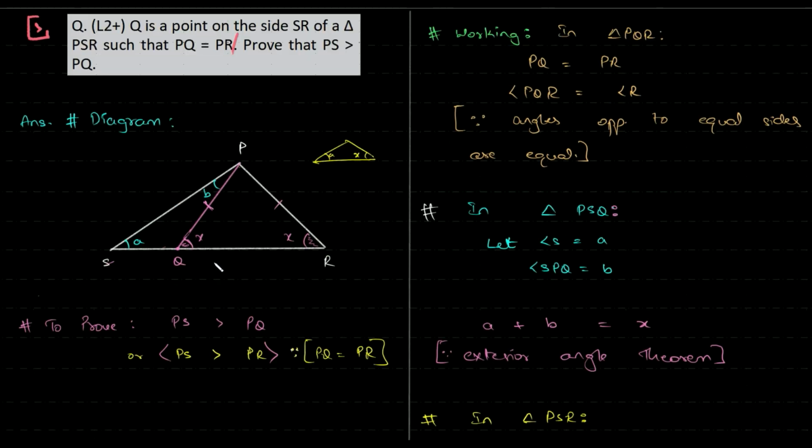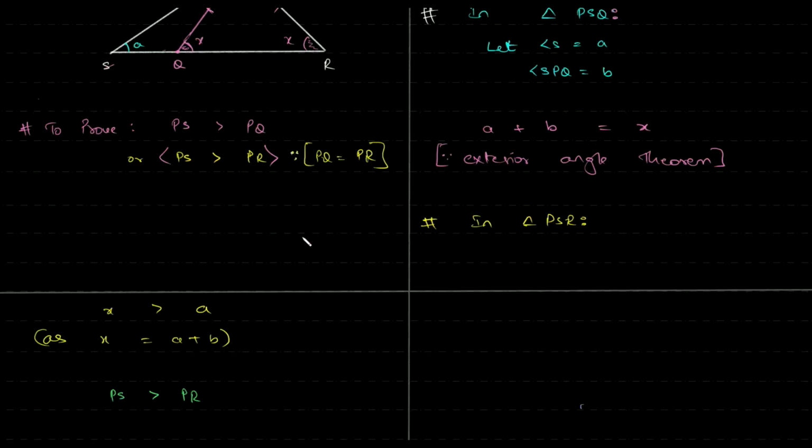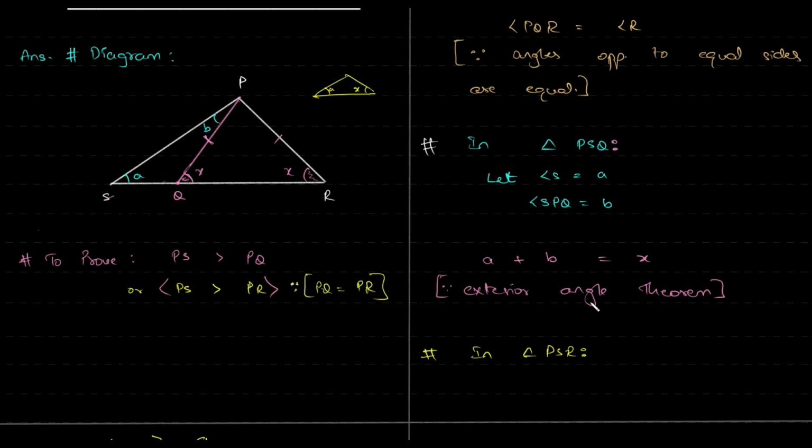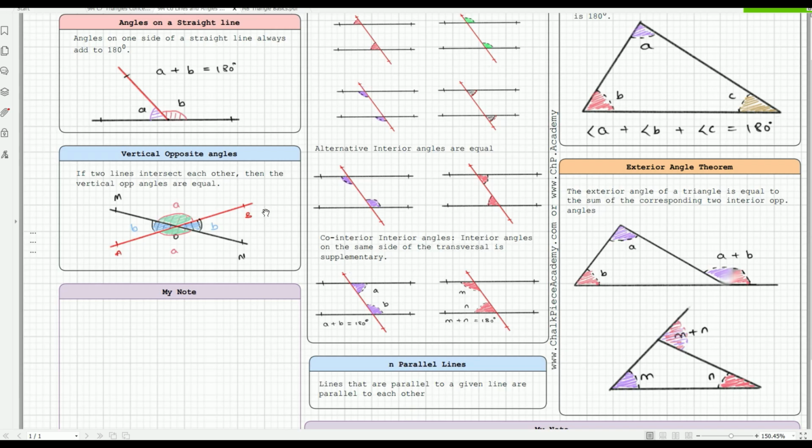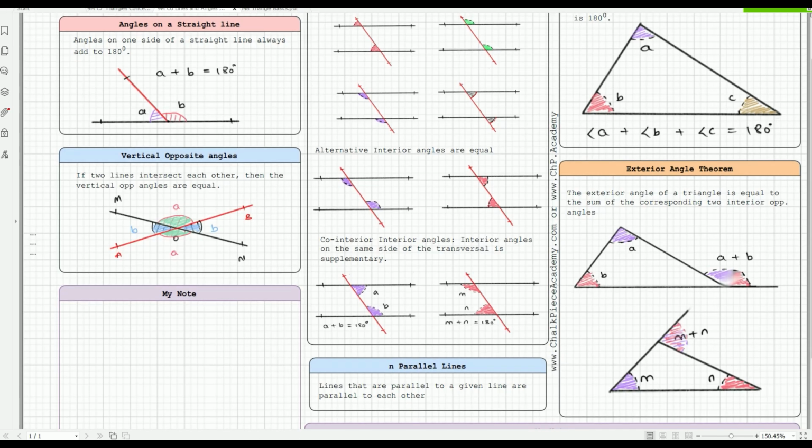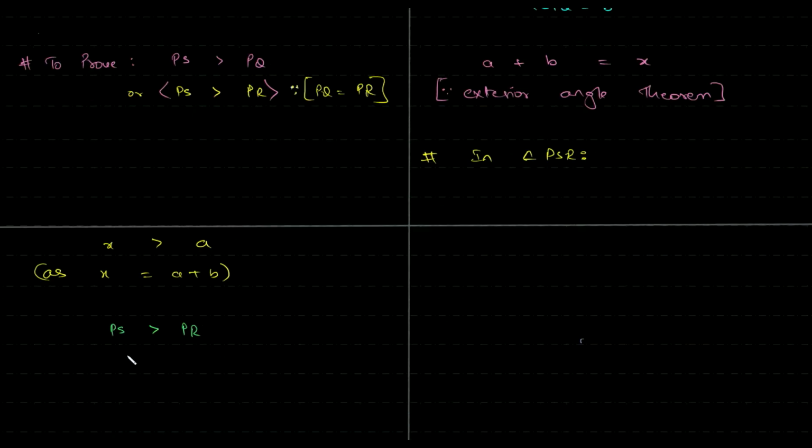So what did we do till now? We had a weird question wherein we had to relate something within this triangle. But they had given us a clue that this particular side PQ is equal to PR. So it was easy to relate PR and PS rather than PQ and PS. So we related PR and PS and we came to a conclusion that PS is greater than PR, of course with the help of your exterior angle theorem. So if you want to revise the exterior angle theorem, you should go to this slide. Okay. And yeah, we are almost done.